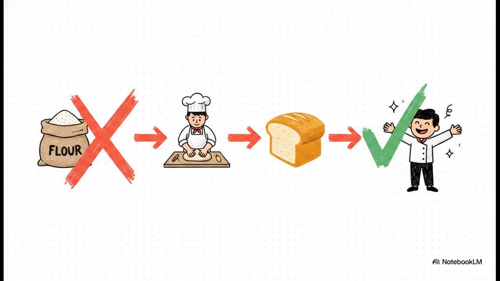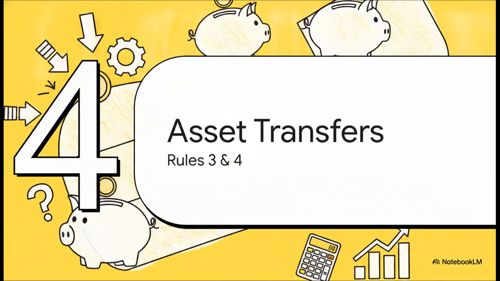Why? Because the value of that flour is already baked into the final market price of the bread. Imagine counting the flour when the baker buys it, and then counting it again when you buy the bread. You'd just be hallucinating economic growth out of thin air. Rules 3 and 4, omitting asset transfers.